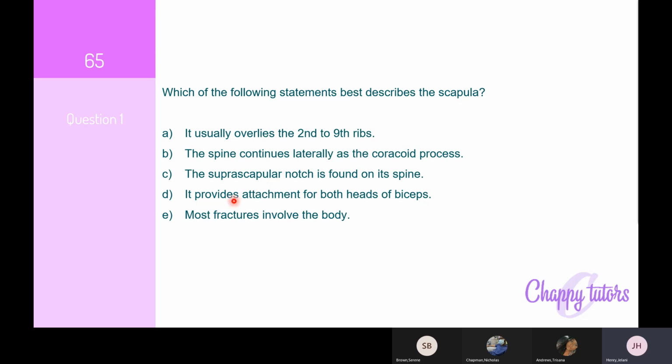D, it provides attachment for both heads of the bicep. This is actually the correct answer. I didn't expect you to know that now, but this question was just to go through the options so that you know it overlies the 2nd to 7th ribs.